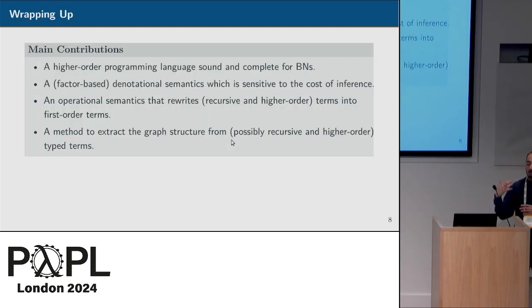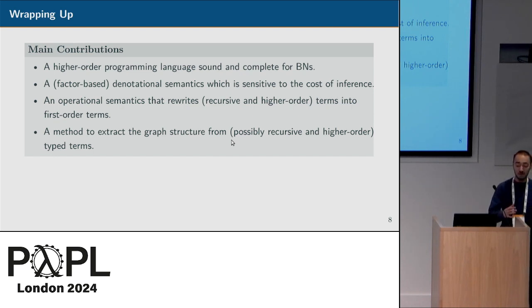So to wrap up, our main contributions are a higher order programming language, which is sound and complete for Bayesian networks. This means that we can represent all Bayesian networks in our language, and moreover, all the well-typed programs are compiled to traditional Bayesian networks, but still they can contain recursion and every complex behavior. We have a factor-based denotational semantics, which is sensitive to the cost of inference.